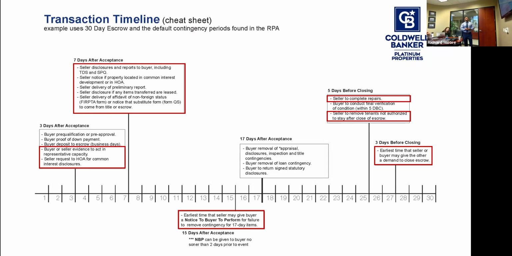Let's see. And then again, seller notice the property is located in a common interest development, okay, so HOA docs again. That's pretty much it. So a couple of things are going to be done by escrow there. The prelim is one. The HOA is another, but then the seller's disclosures that you already sent out, that's pretty much it.